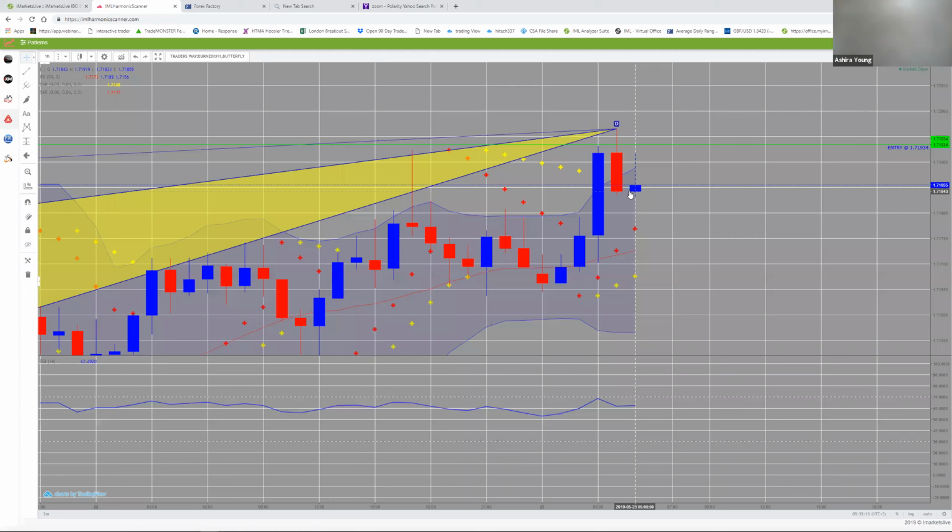The only time I stay away is when the wick is twice the size of the candle. That's something like manipulation, and I stay away. Okay. Good. Yes.